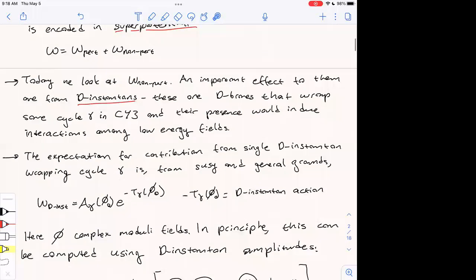Right. Maybe I can just add a comment. I think what was said about the type 2B in 10 dimensions is the same reason here, because there it was the Ramond charge which was distinguishing them. Here also these carry Ramond charge. So for example, now translation invariance is broken, which will not be broken in the perturbative superpotential.